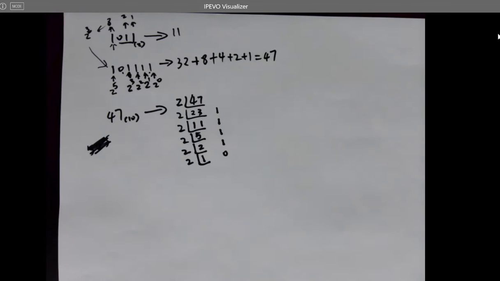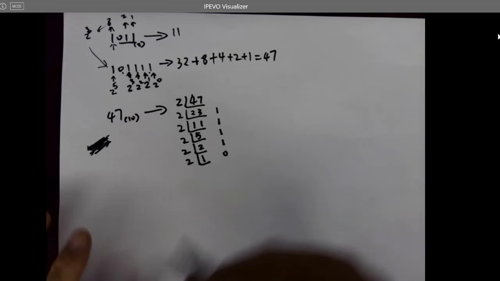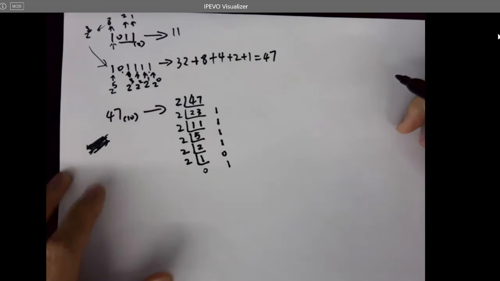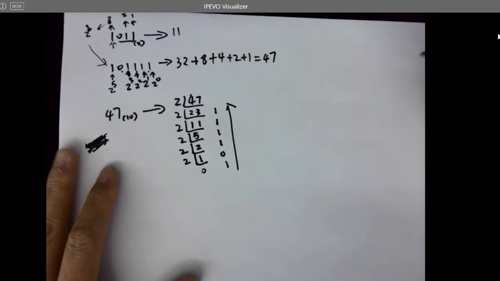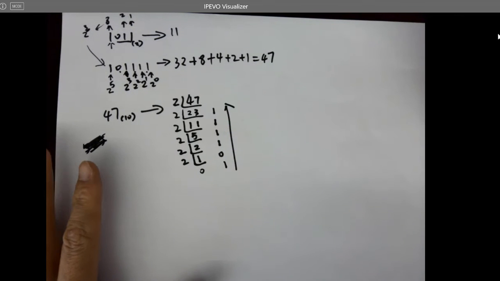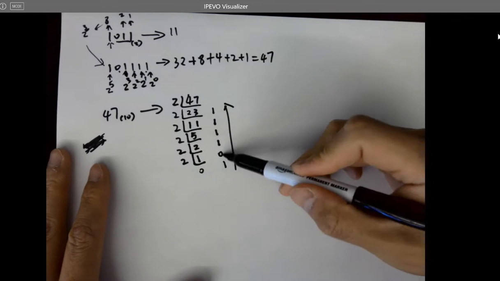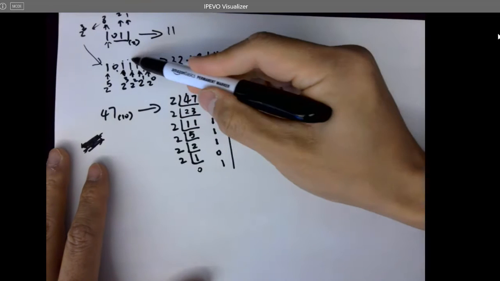1 divided by 2. Do we have enough 2s in that 1? I want to split that 1 into several 2s. It's impossible, right? So 1 divided by 2 is what? The result is 0. And then I just look backwards, and that's going to be the binary number. That's magic: 1 0 1 1 1 1, right?